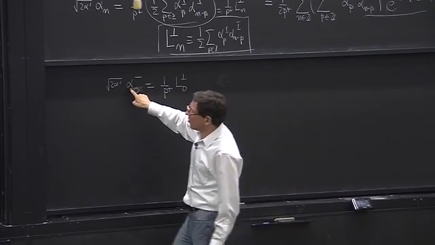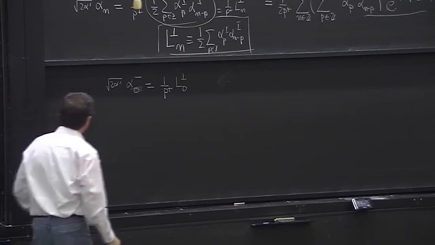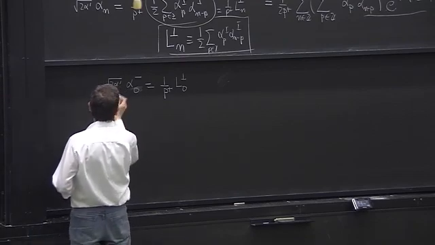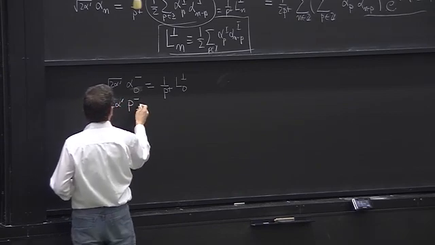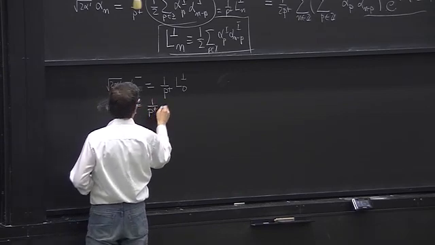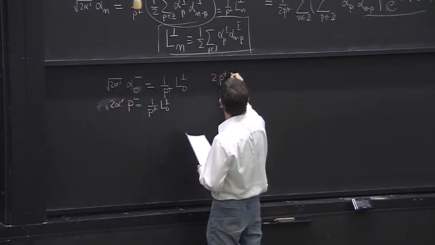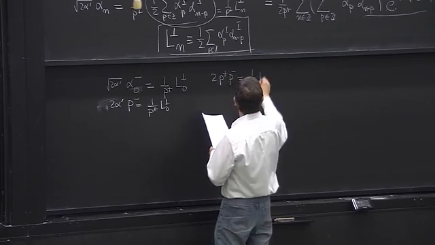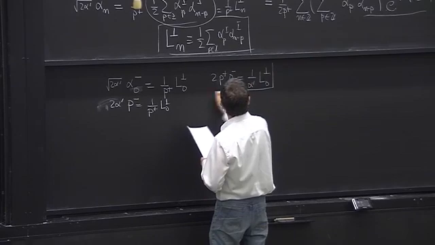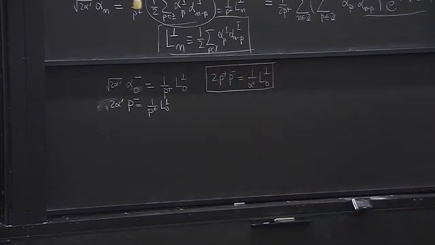Now, alpha 0 minus is square root of 2 alpha prime p minus. So this is square root of 2 alpha prime p, 2 alpha prime p minus is equal to 1 over p plus L0 perp. So 2p plus p minus is 1 over alpha prime L0 perp. And why is this important? Well, we'll see very soon.